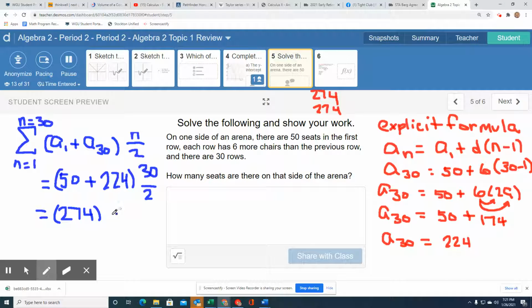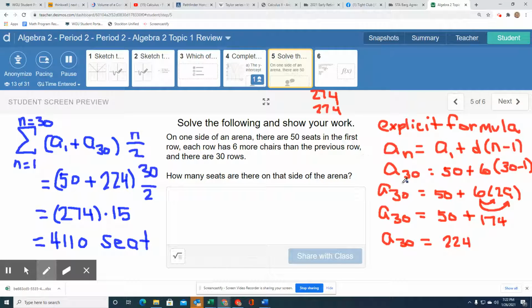And 30 divided by 2 is 15. I really don't need to put that times button there, because when you have a number in parentheses and a number right next to the parentheses, that already means to multiply. So the last step is to multiply those two numbers. I'm just going to pull out my calculator, and I have 274 times 15, and that equals 4,110 seats. So that side of the arena has 4,110 seats.